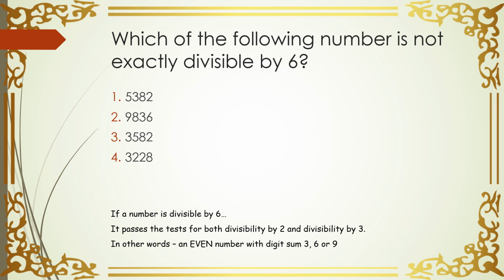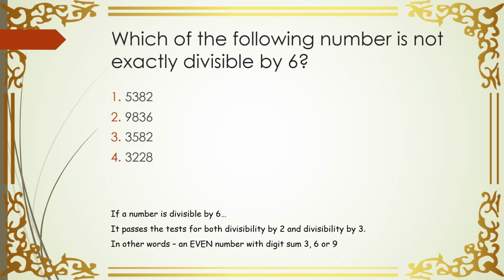Means the number should end with an even number. Okay, the last digit should be even, and on adding the digits, the number should be 3, 6 or 9. So the first option is 5382. Now if I add 5382, that is, we add each unit. The first condition is fulfilled, the last digit is an even number.